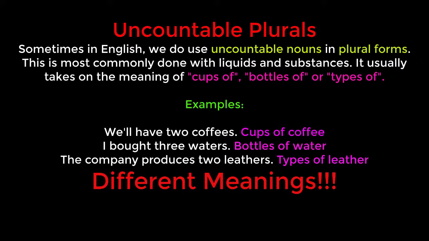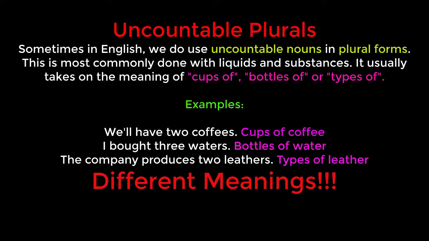Uncountable plurals. Sometimes in English, we do use uncountable nouns in plural forms. This is most commonly done with liquids and substances. It usually takes on the meaning of cups of, bottles of, or types of.